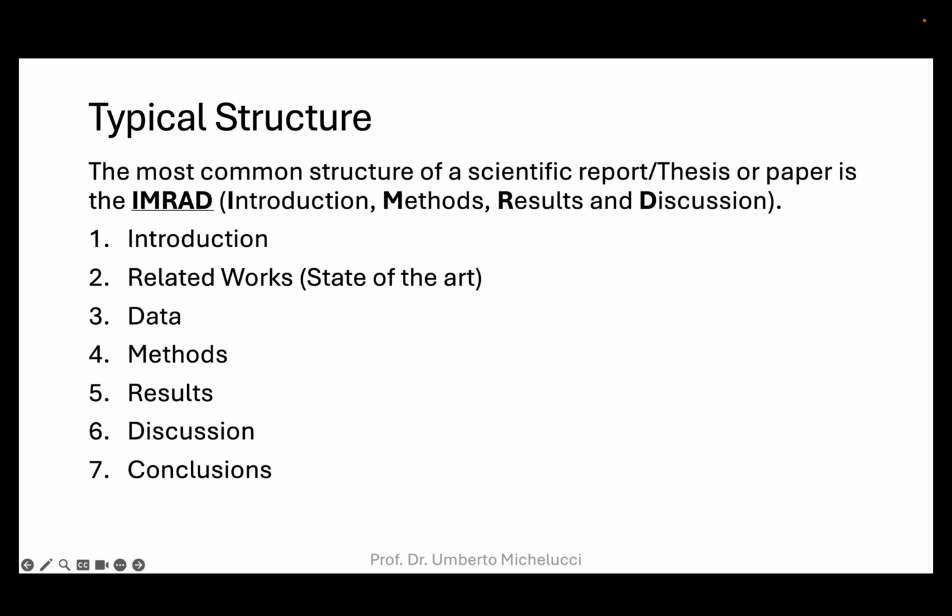So the typical structure that you will find in 99% of the cases, at least in papers, we'll not discuss books now, is the so-called IMRAD: introduction, method, results, and discussion. And it basically consists of 7 main parts that very often are split in subparts. But basically the main structure always contains an introduction, a section on related work, state of the art, a section on data, especially if you're working in science, like in machine learning or data science. You have a section on methods, one on results, discussion, and conclusions.